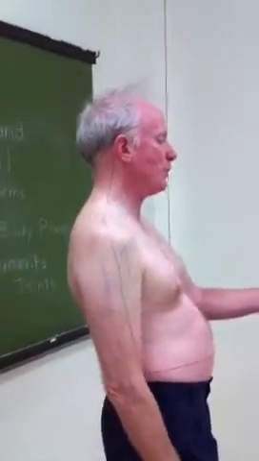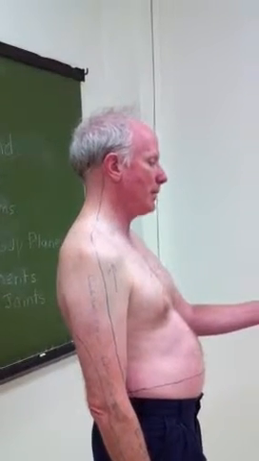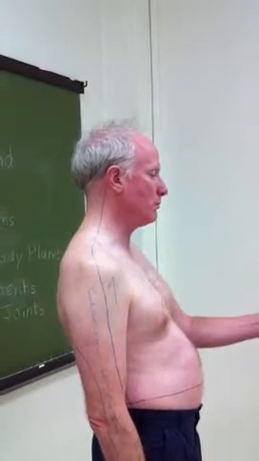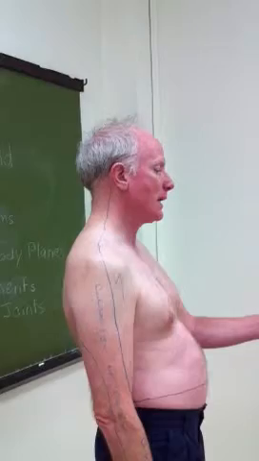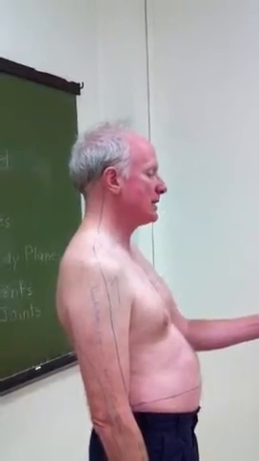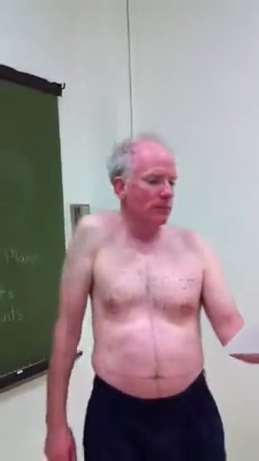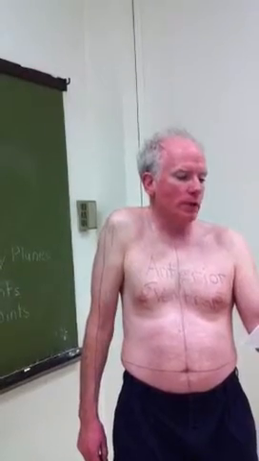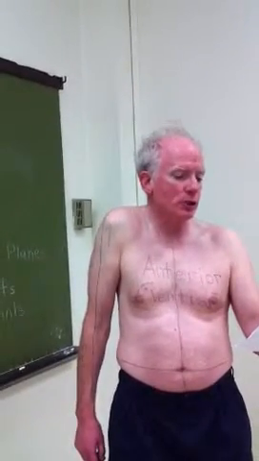2 and 3, depression and elevation. Here's a side view. An example of depression is opening the mouth by lowering the mandible or bottom jawbone, like so when I open my mouth. An example of elevation is lifting the scapula at the shoulder. I'm shrugging my right shoulder like this.